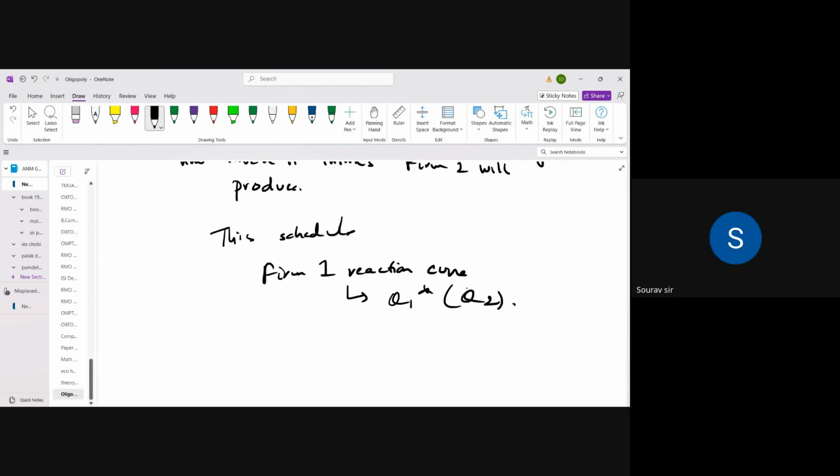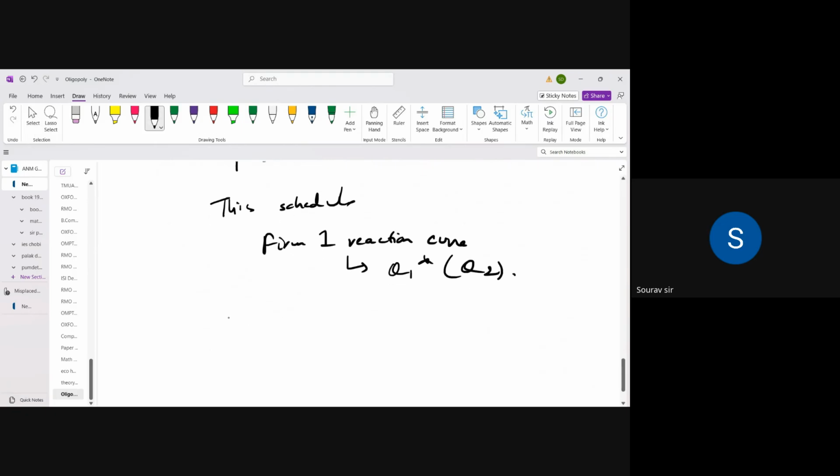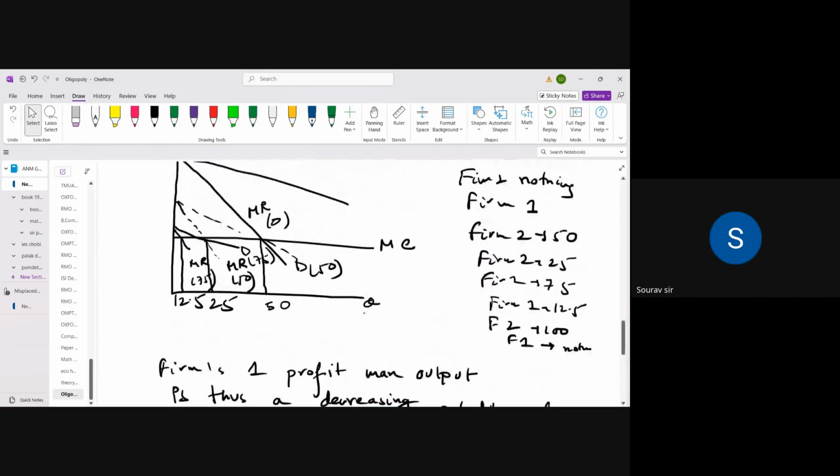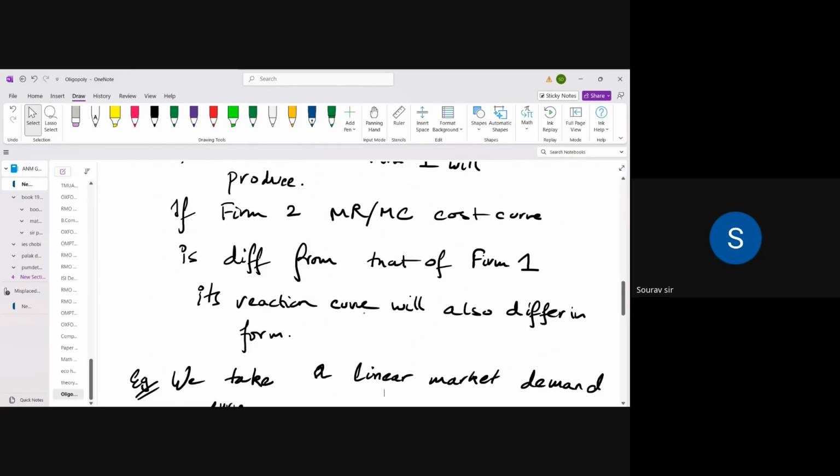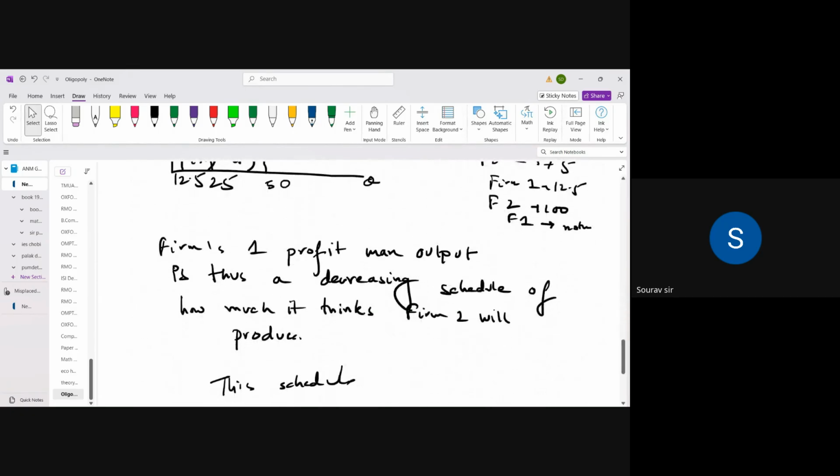And then I told you that we can understand what will be farm 2's reaction curve. Similarly, the result of farm 2's reaction curve will be Q2 star based on Q1. That is why I told you that if farm 2's marginal cost curve is different from that of farm 1, then its reaction curve will also differ. Because if your cost is different, then your production, your quantity, your output, all will be different. Correct? Now you understood.